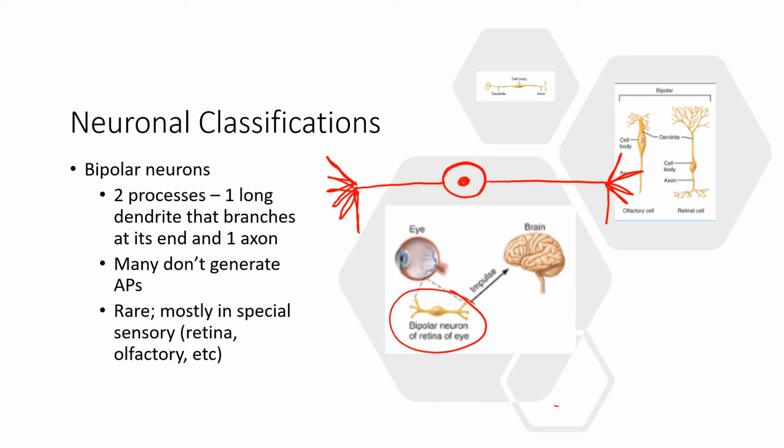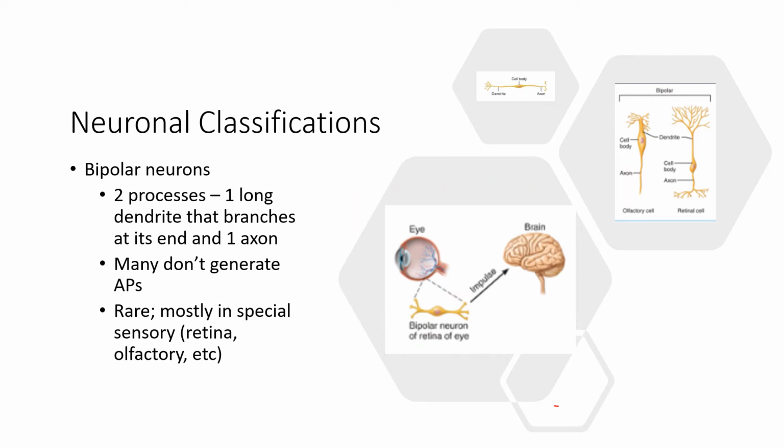Most of these bipolar neurons do not generate action potentials. They only generate these smaller, buildable, transient signals called graded potentials. Again, they're fairly rare in the body because they only show up in 2 sensory areas.